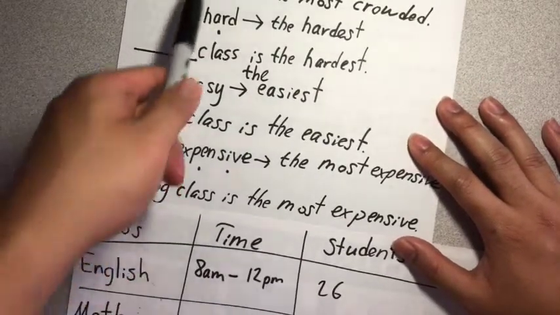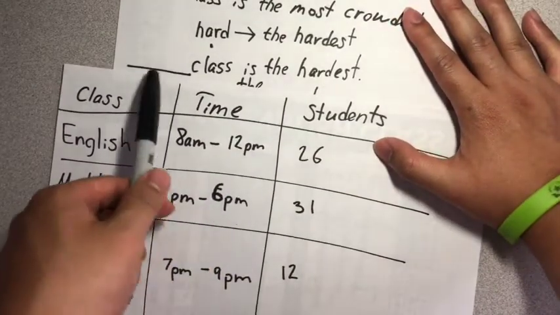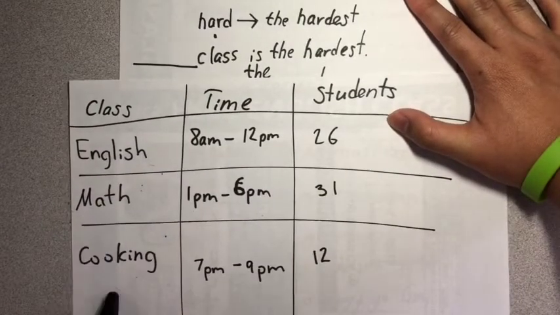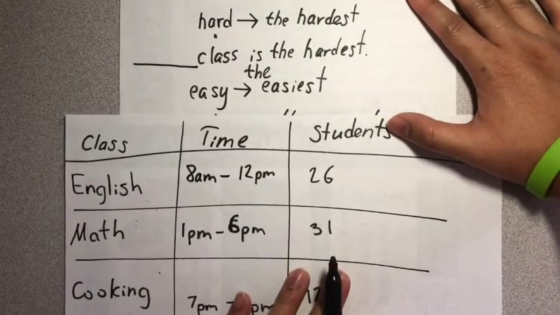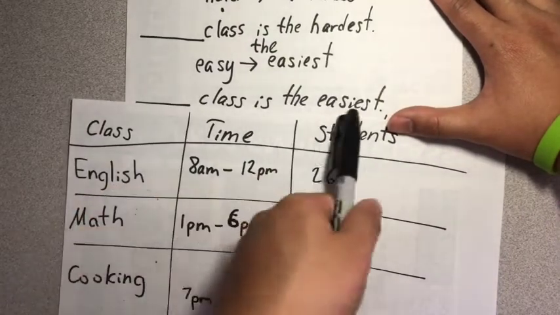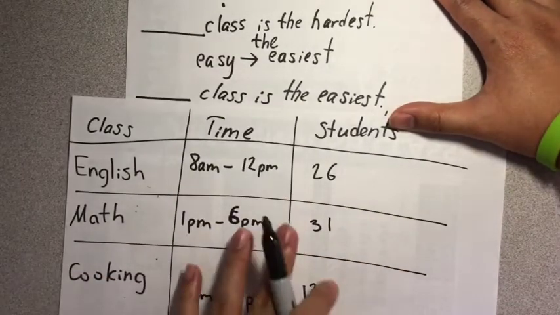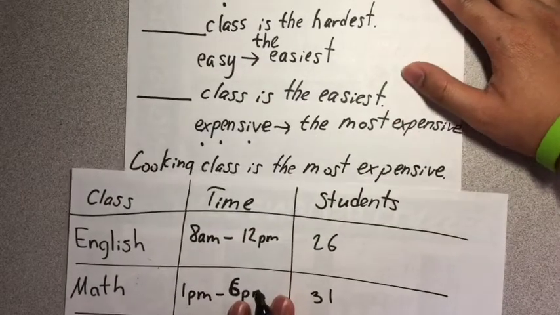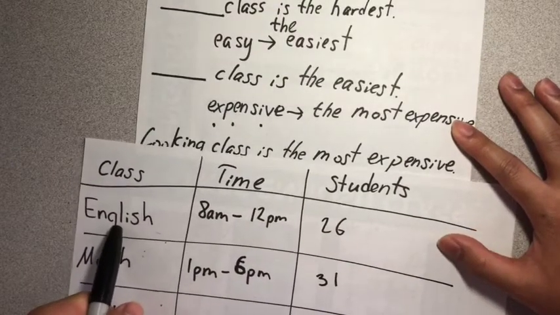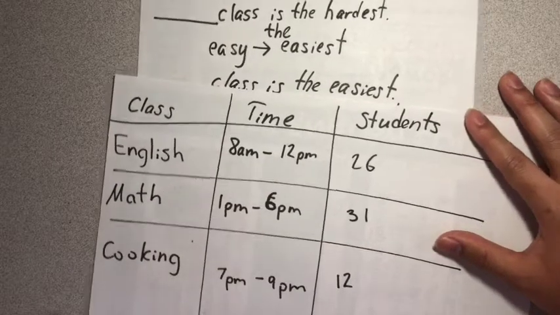Okay, tell me what you think. Which class is the hardest? Blank class is the hardest. Which class is the hardest for you? English, math, or cooking? Which class is the easiest? English class is the easiest, math class is the easiest, or cooking class is the easiest? Which class is the most expensive? Is English class the most expensive, math class the most expensive, or cooking class the most expensive?